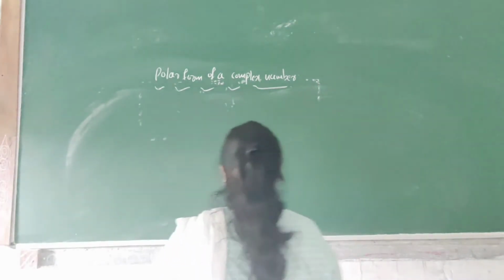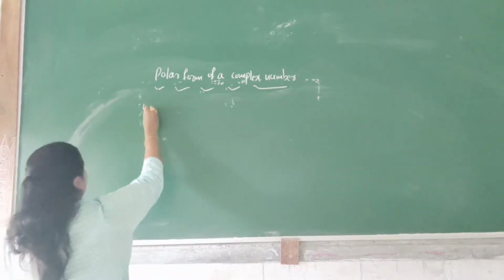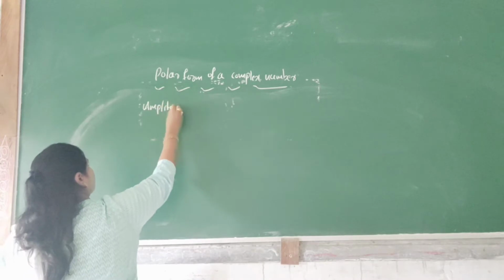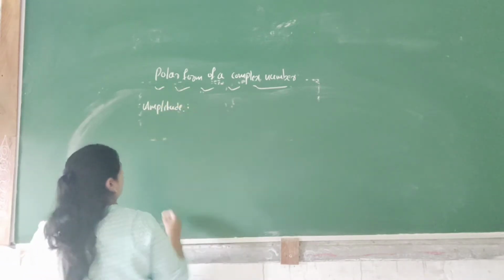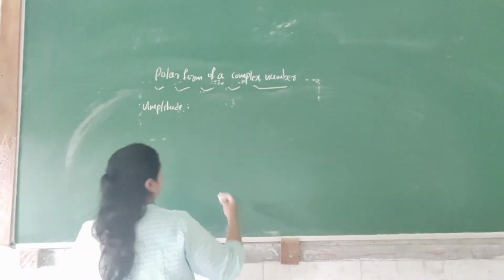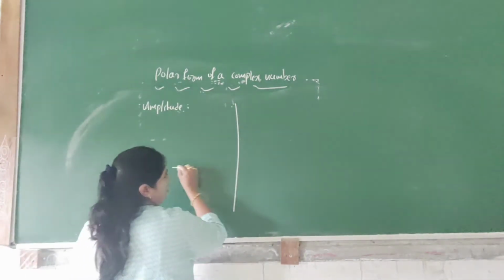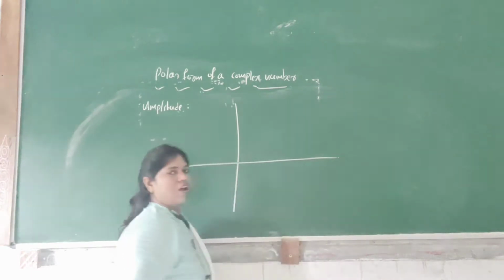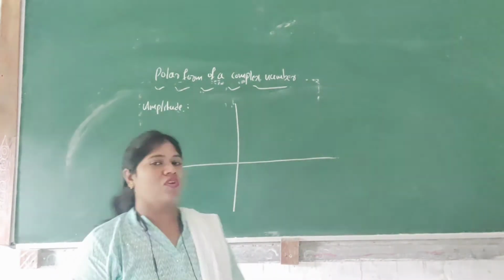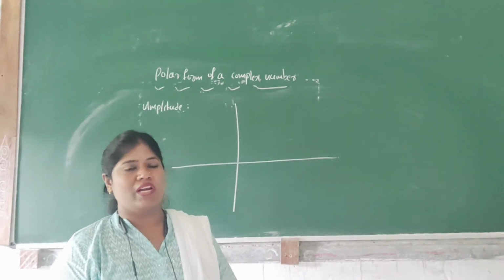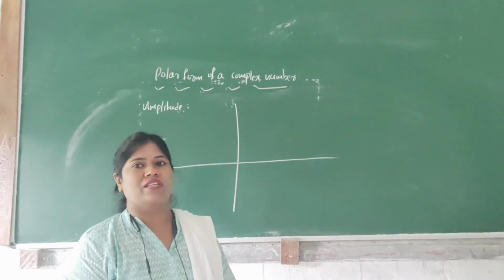Finding the amplitude. Okay, so amplitude lies in which quadrant? You know the quadrant now? How many quadrants are there? 4 quadrants. First quadrant, second quadrant, third quadrant, fourth quadrant.